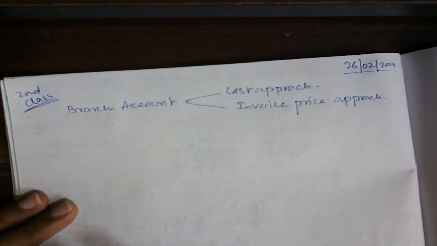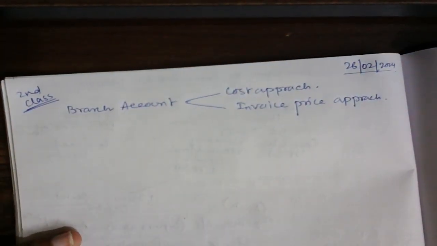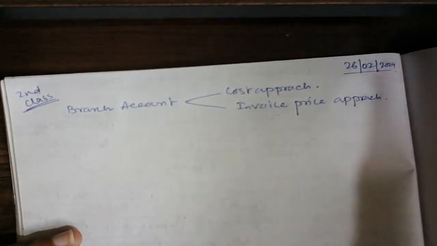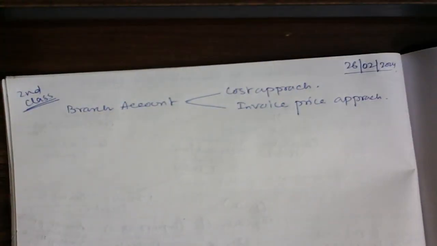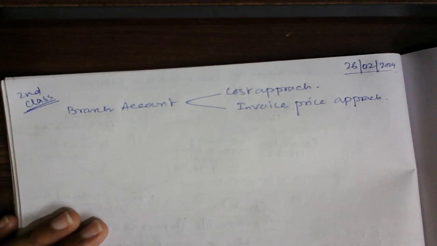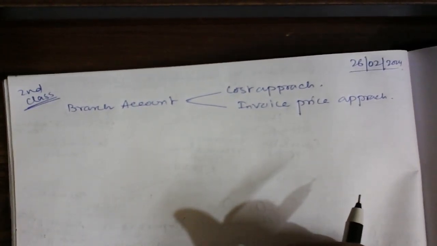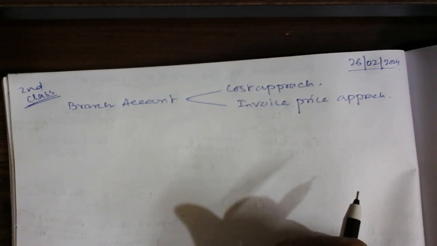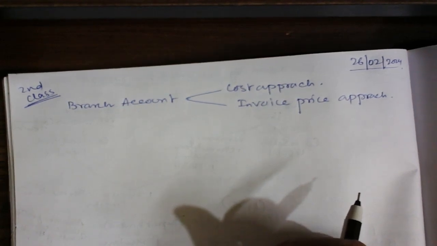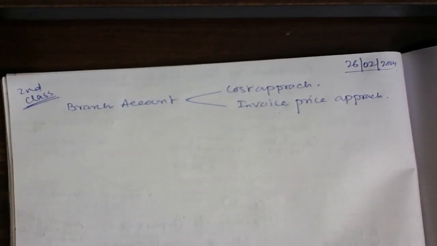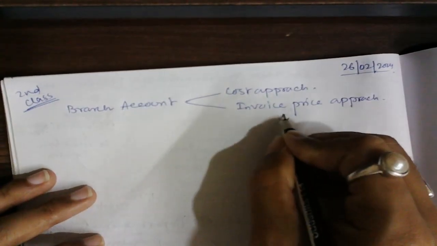Under the cost approach, we transfer the goods from head office to branch at cost price. But in case of invoice price, the head office will send or transfer the goods at cost plus profit. I am repeating, guys, when head office sends the goods to the branch, it will transfer at cost plus profit.